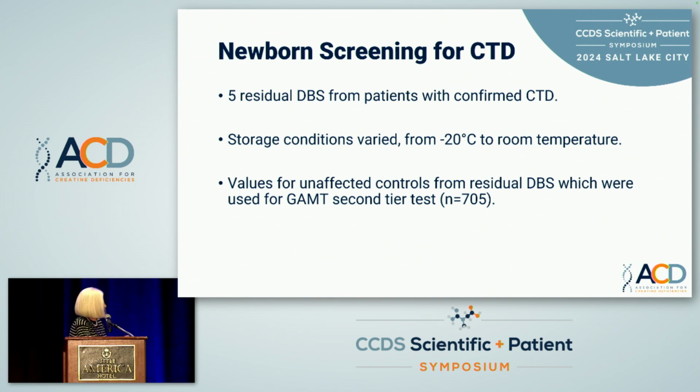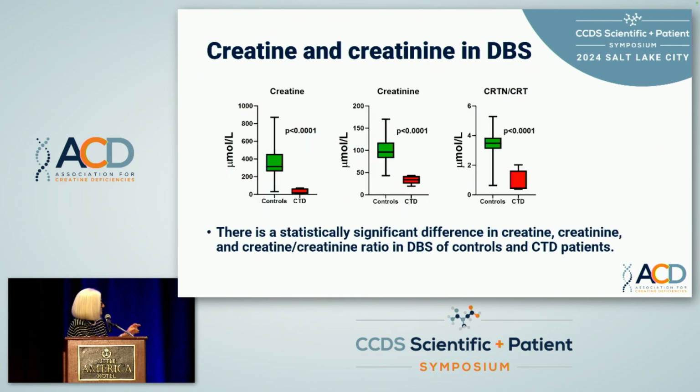So we looked at these data, 700 of them, and this is what we saw. The red boxes represent the values from the blood spots from patients with creatine transporter deficiency, and the green boxes are the unaffected control. So you can see that we have observed, again, a significantly low creatinine, like what Dr. Hall's manuscript found in plasma, in this blood spot. But differently from their observation, the creatine was low, and the creatine-creatinine ratio was low as well. So again, could the low creatine be a side effect of the storage?